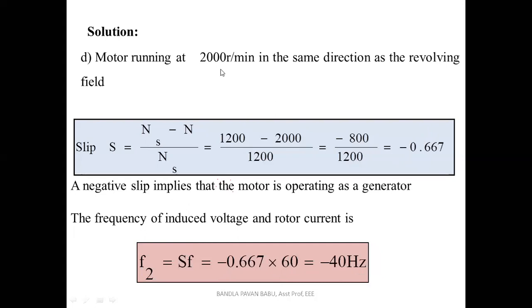So if the rotor is rotating at 2000 rpm in the same direction as the stator, at that instant the slip is minus 0.667 and the rotor frequency in this case is minus 40 hertz.